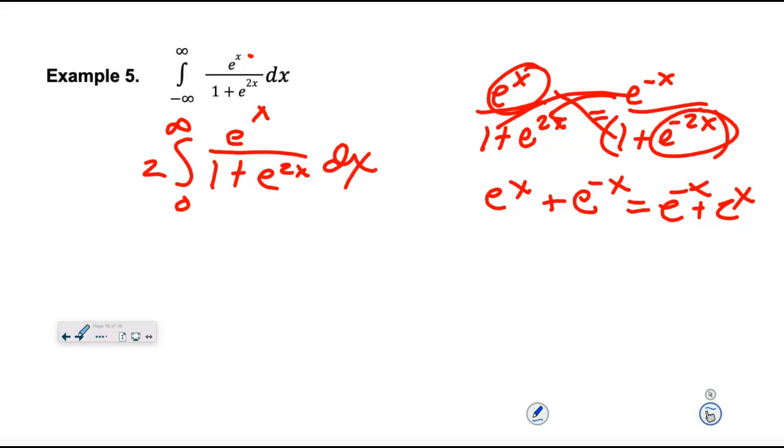Okay, there we go. So, now I have to figure out what antiderivative I'm going to use.